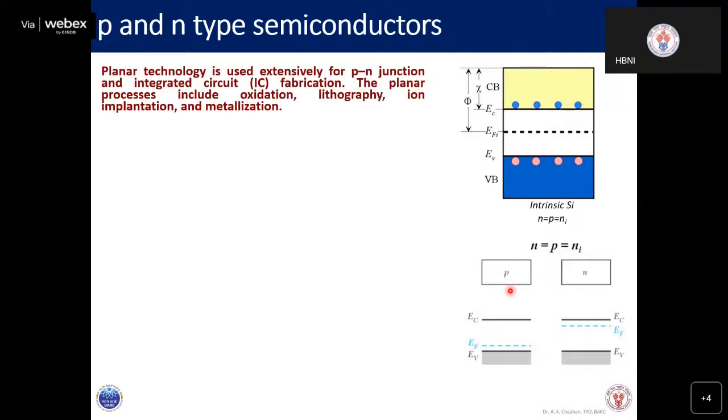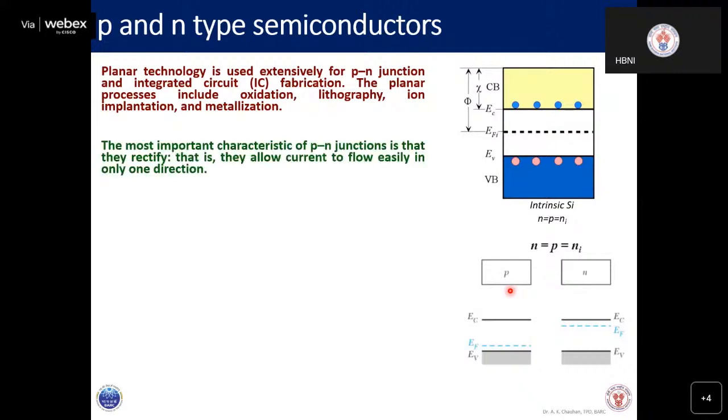When you fabricate a PN junction, the first technology in IC fabrication which is used is the planar technology. The planar technology utilizes oxidation, lithography, ion implantation, and metallization steps. In addition to some cleaning and other things, these are the main steps in a planar technology by which PN junctions are mostly formed.